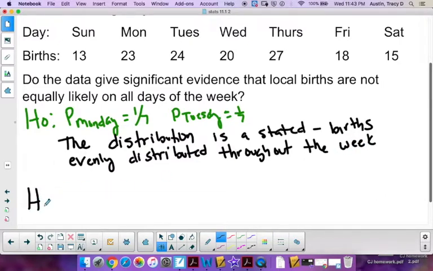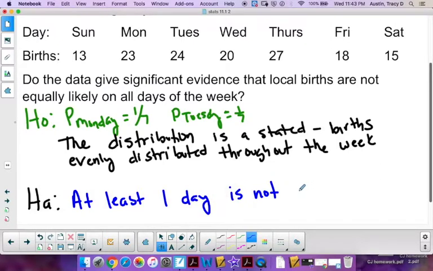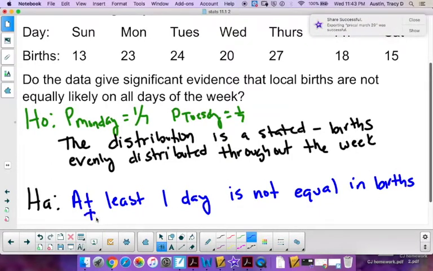Okay, so here's the Ha. Now remember, we say at least one. Okay, so at least one what? Well, what are we talking about? We're talking about the days of the week. So at least one day is not, we could say evenly distributed, we could say equal to the rest, equal in births to the rest of the week.